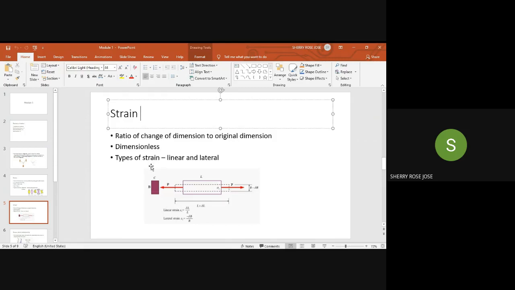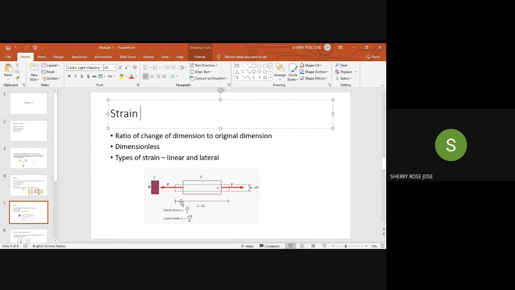Now, what are the types of strain? We have already discussed that there are different types of stresses such as tensile, compressive, shear, etc. So in strain also, depending upon the type of stress, there are different types of strain, such as if tensile stress is acting, then there will be tensile strain. If compressive stress is acting, there will be compressive strain. Based on the nature, basically there are two types of strain based upon the dimension, that is linear strain and lateral strain.